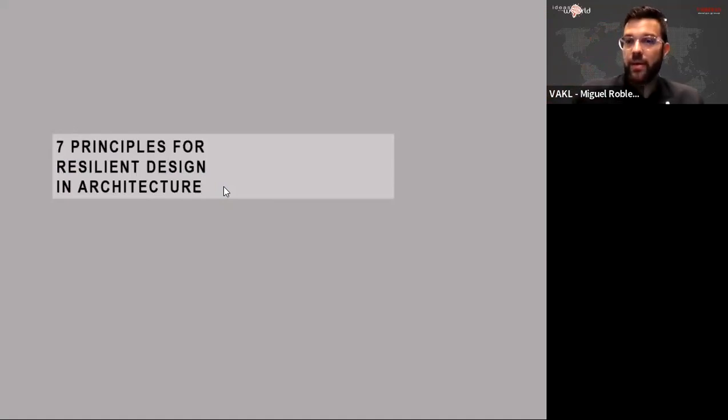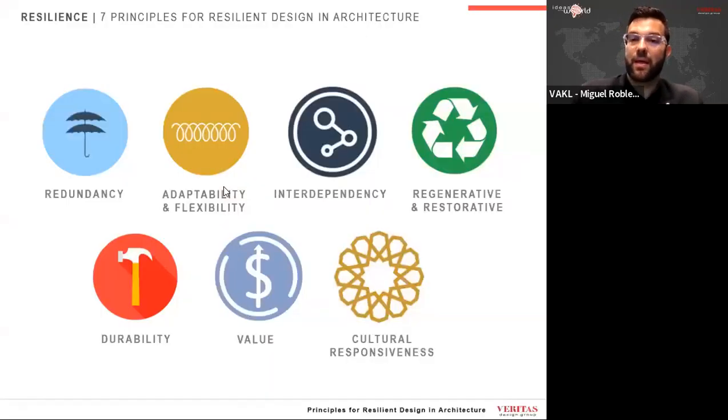So in summary, we have spoken about seven principles for resilient design in architecture. We have spoken about redundancy, adaptability and flexibility, interdependency, regenerative and restorative buildings, durability, value, and cultural responsiveness.